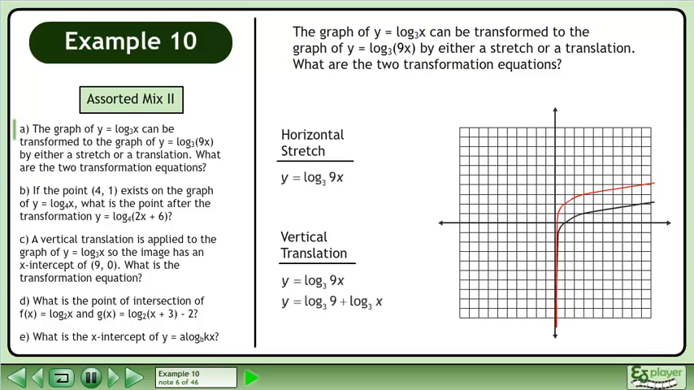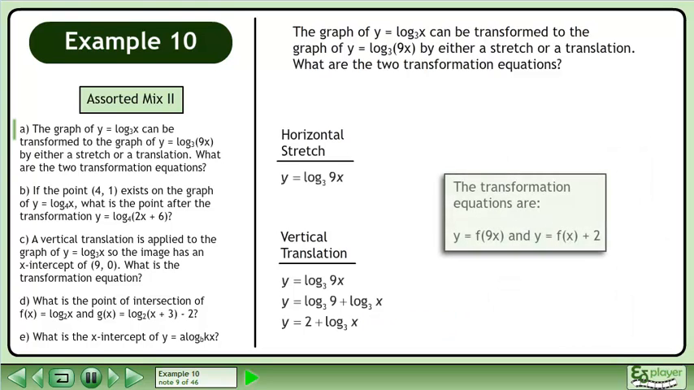Expand the logarithm using the product law. This gives us y equals 2 plus the base 3 logarithm of x. There is a vertical translation 2 units up. The transformation equations are y equals f of 9x and y equals f of x plus 2.